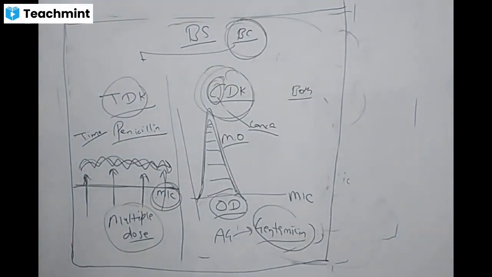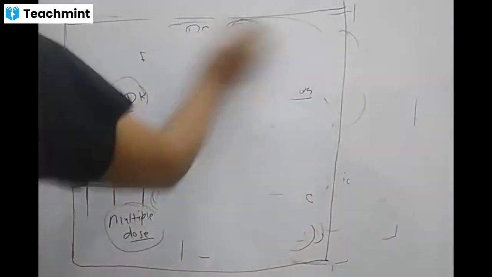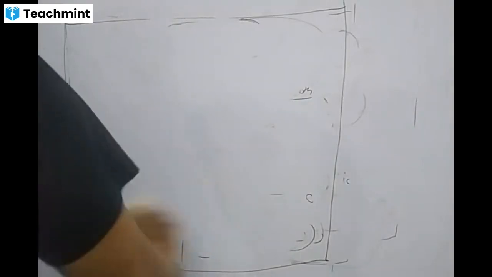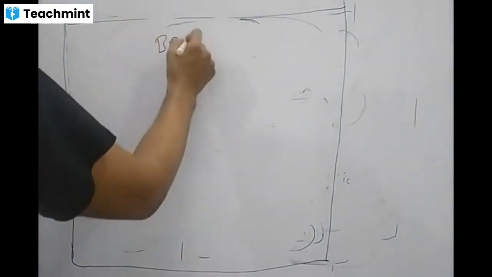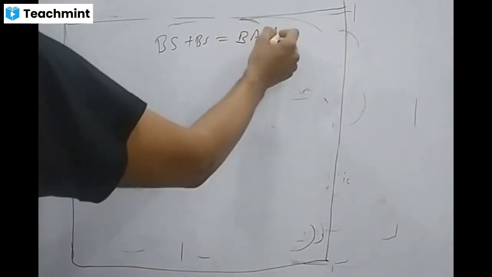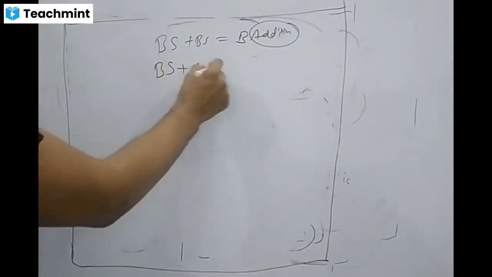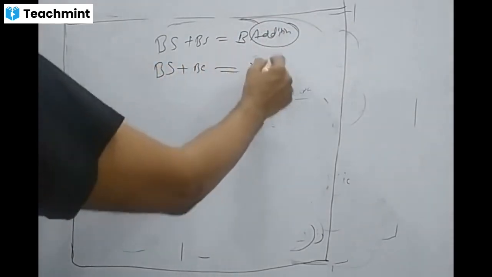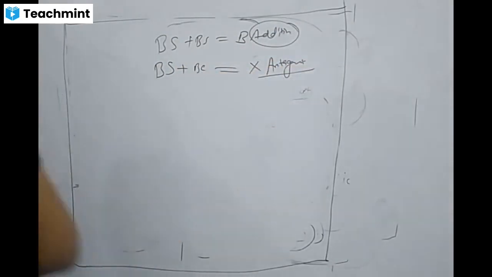So this is the cidal and static concept. There are some combinations. If we combine two bacteriostatic drugs, the result will be additive. Their action will be additive. If we combine static plus cidal, they will antagonize each other.